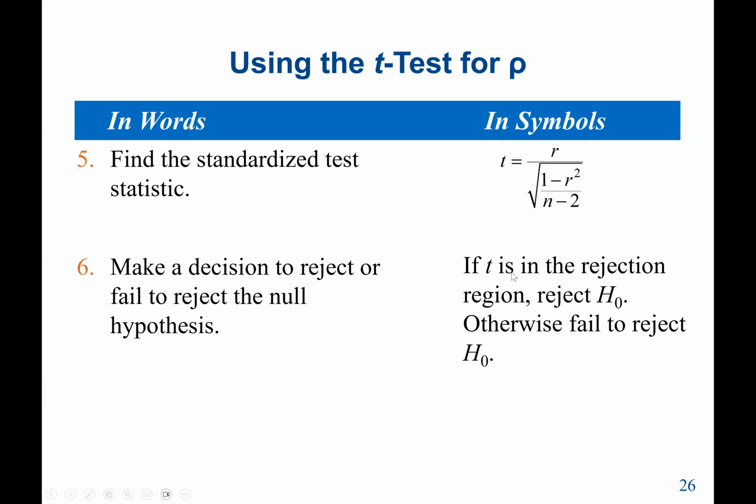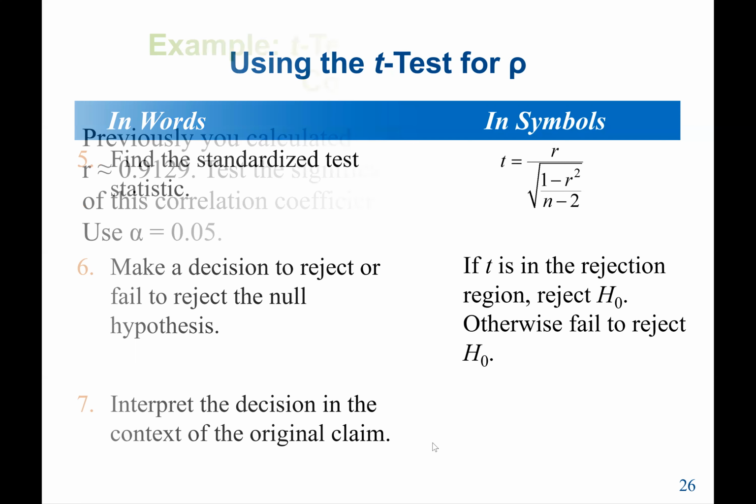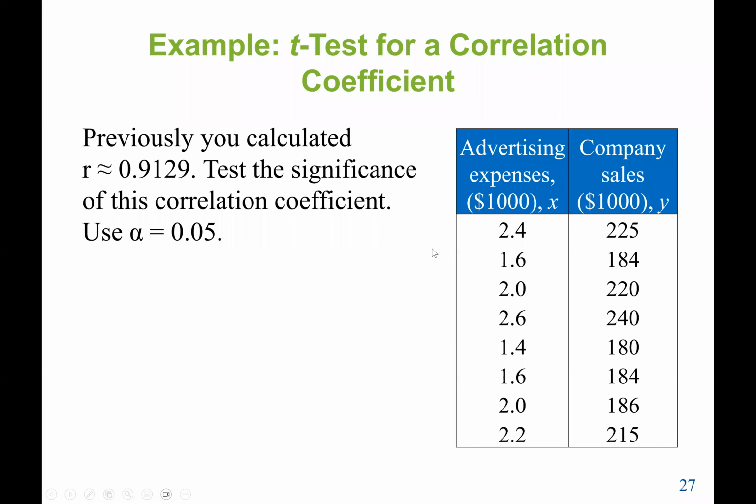Now, if the t that we find is in the rejection region, then we reject H0. Otherwise, we fail to reject H0. Then we need to interpret the decision in the context of the original claim. Now, let's see an example. We are using the same advertising expenses and company sales data.